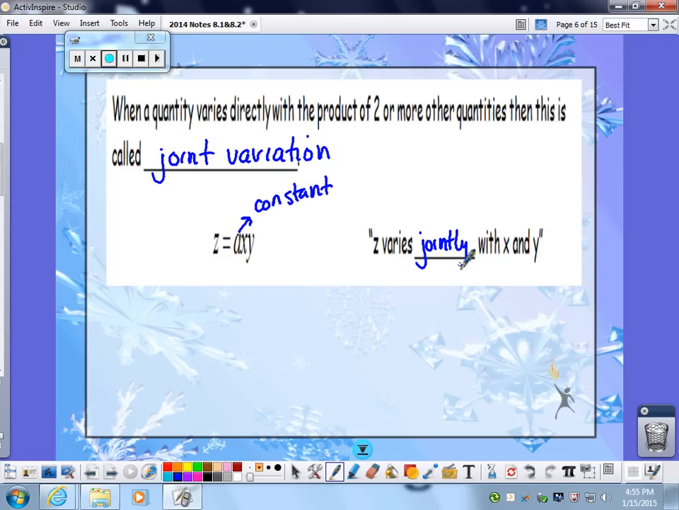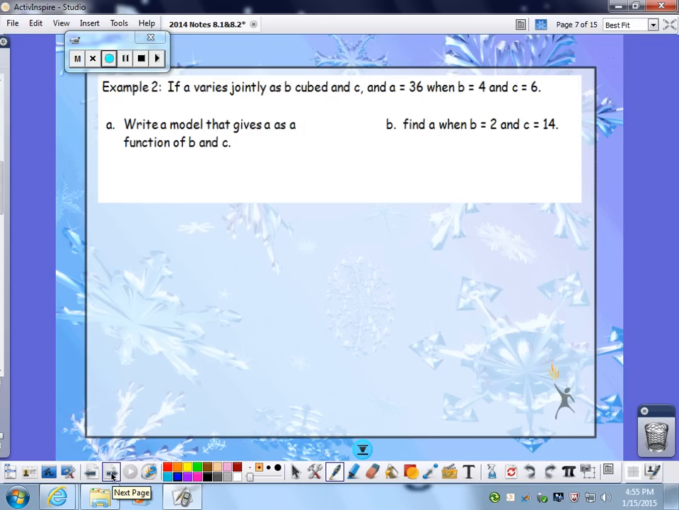All right, example time. So if A varies jointly, there's my keyword, as B cubed and C. Okay, so let's write that. Because I'm using A as part of my formula, I'm going to use K as my constant of variation. So don't forget about that K. A varies jointly as B cubed and C. So I need to find K.